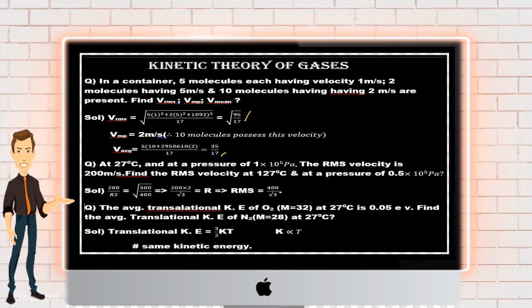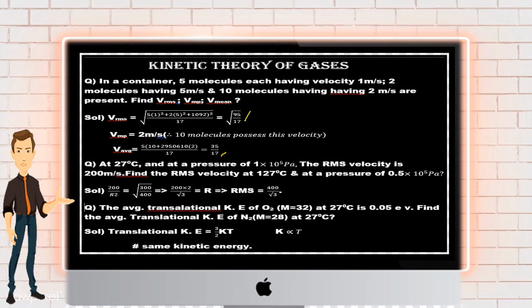Next question. At 27 degrees Celsius and at a pressure of 1 into 10 power 5 Pascal, the RMS velocity is 200 meters per second. Find the RMS velocity at 127 degrees Celsius and at a pressure of 0.5 into 10 power 5 Pascals. Here we are using RMS velocity. R1 is 200, R2 we need to find. We are using the relation 300 by 400.